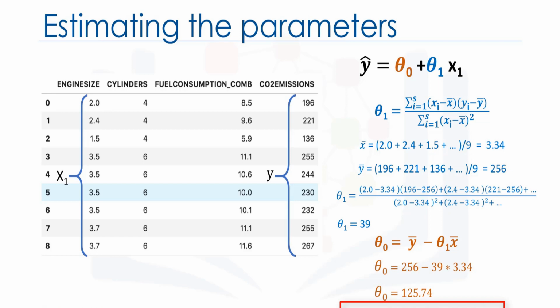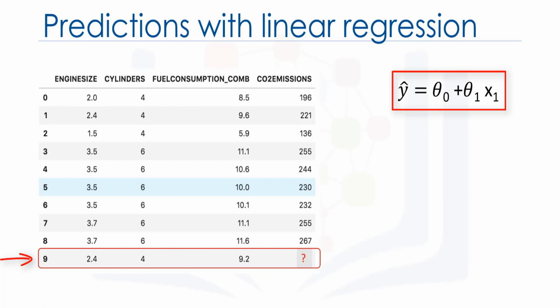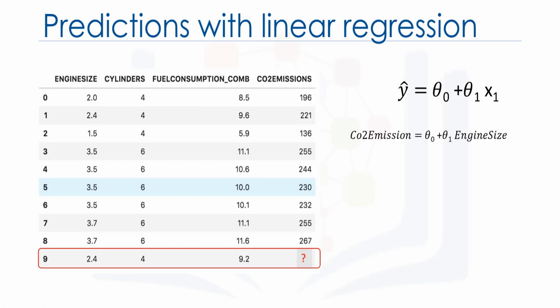Now the question is, how can we use it to predict the emission of a new car based on its engine size? After we found the parameters of the linear equation, making predictions is as simple as solving the equation for a specific set of inputs. Imagine we are predicting CO2 emission, or Y, from engine size, or X, for the automobile in record number 9. Our linear regression model representation for this problem would be y hat equals theta 0 plus theta 1 x1. Or, if we map it to our data set, it would be CO2 emission equals theta 0 plus theta 1 engine size. As we saw, we can find theta 0, theta 1 using the equations that we just talked about.